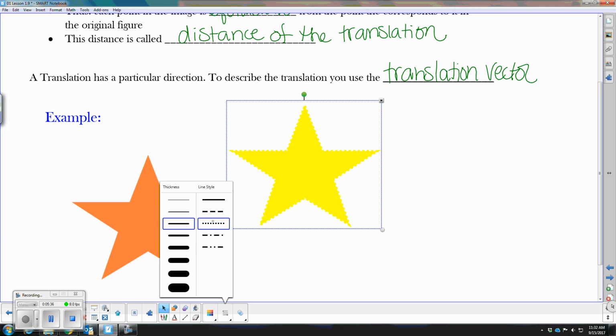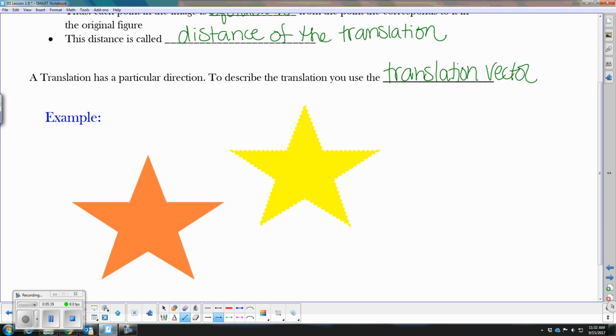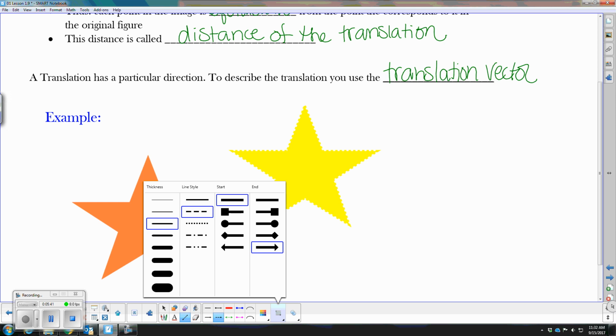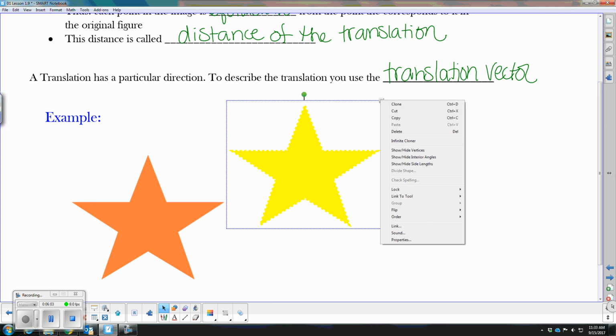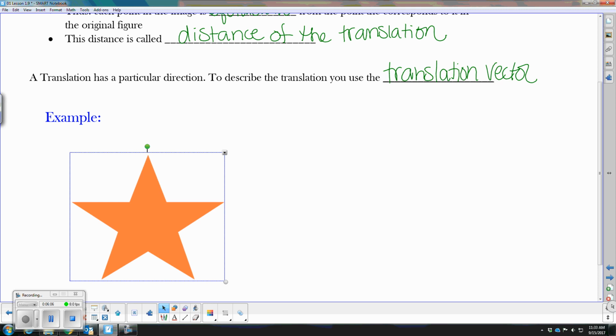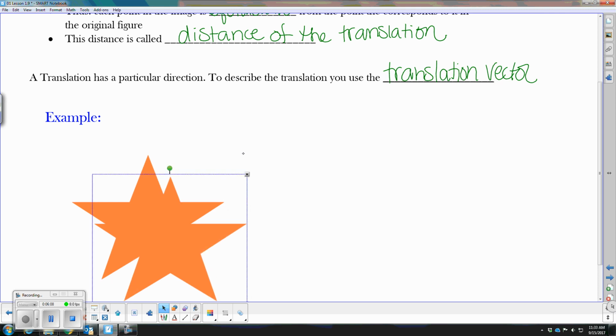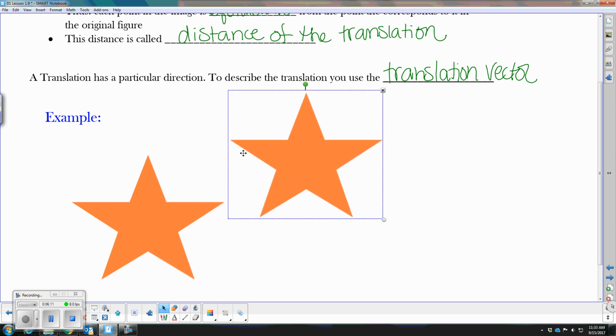Each point, oops, each point is the same. Oh, let's see. Let's change that star. Let me just try this again. Delete that. All right, here we go. Make the star a different color.